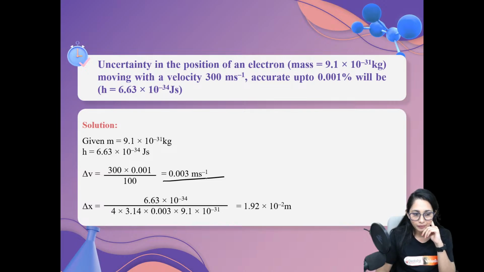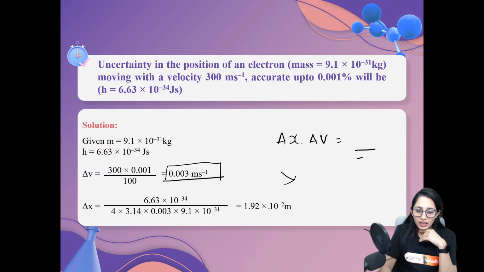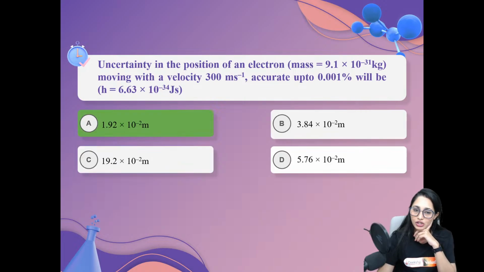0.003 meter per second. Delta X is equal to 6.63 into 10 raised to minus 34 divided by 4 pi, right? So 4 into 3.14, the value of pi, and delta V is in the denominator now, since delta X into delta V, rearranging it. And 9.1 into 10 raised to minus 31, what is it? It is the mass of the electron. It will be equal to 1.92 into 10 raised to minus 2 meter. Conversions are very important here.